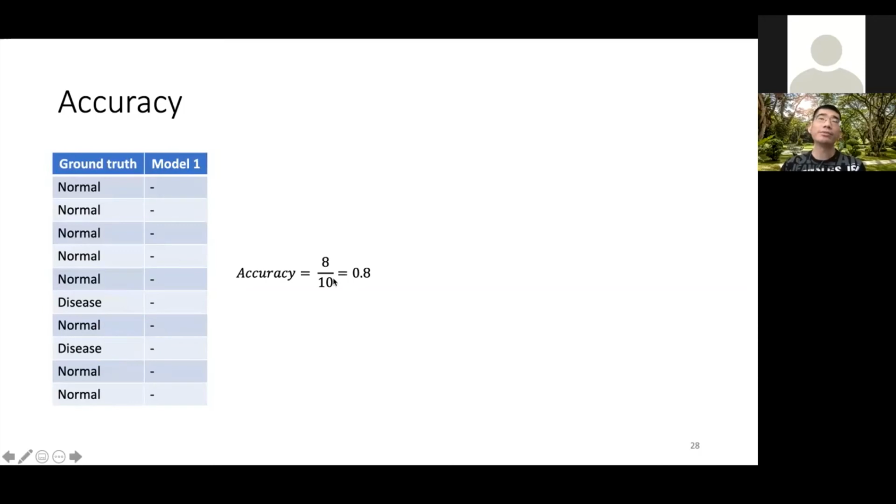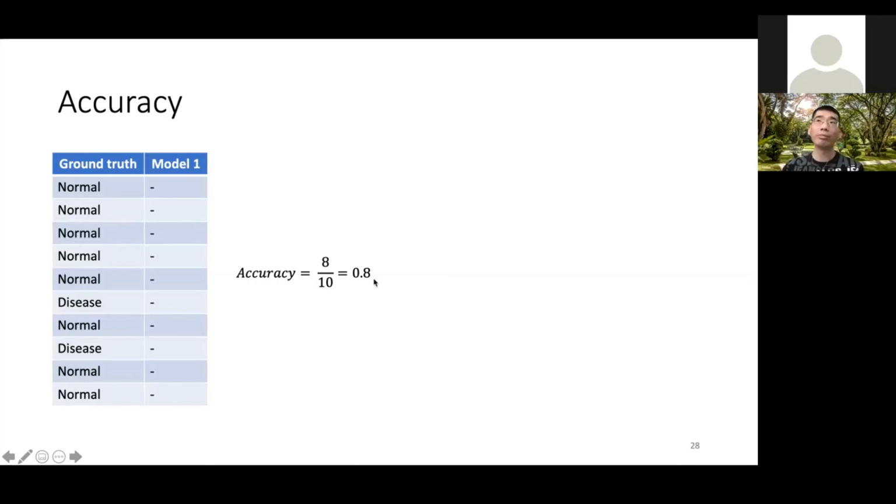And let's say we have a model 1, which outputs negative for all the 10 patients. A negative here means the model is outputting the prediction of normal. Of course, it's not a useful model, but notice that it is getting all the normal examples right. So it is getting 8 out of 10 examples right, and thus has an accuracy of 0.8.